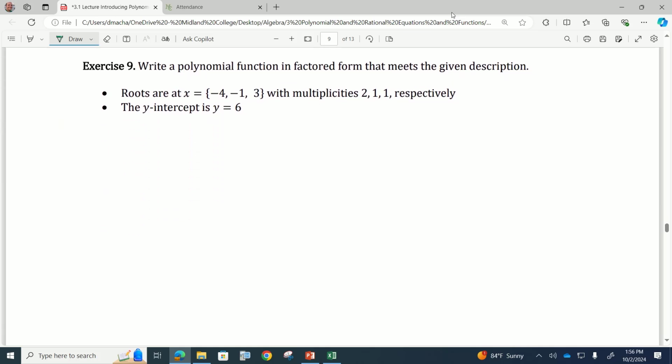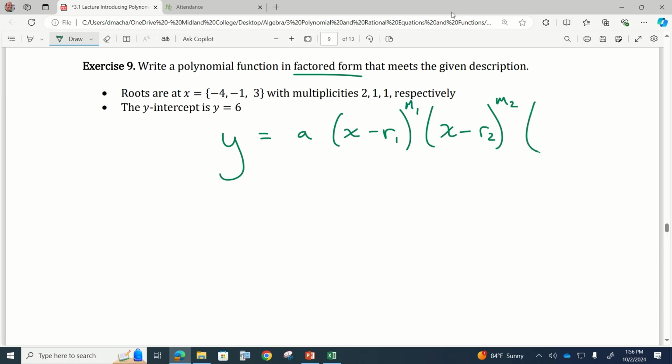So here's one. Write a polynomial function in factored form that meets the given description. And the description says, I've got roots at x equals -4, -1, and +3. And those roots have the multiplicities 2, 1, and 1, respectively. So let's see what this looks like. I'm talking about factored form. And factored form looks like this.